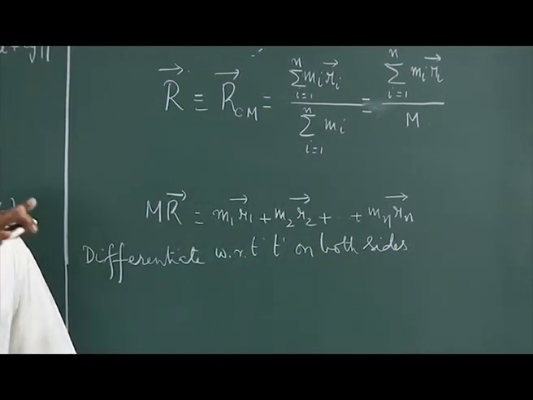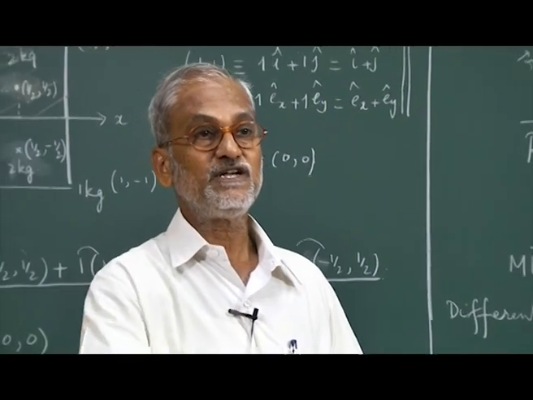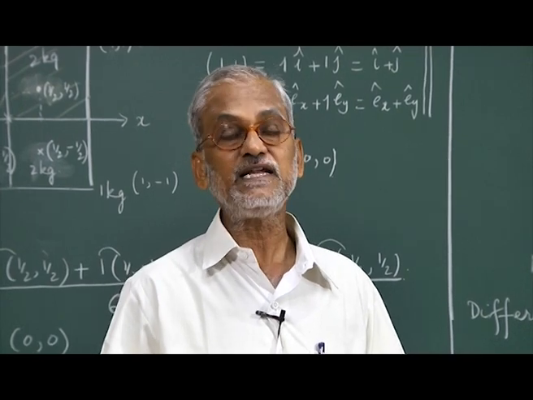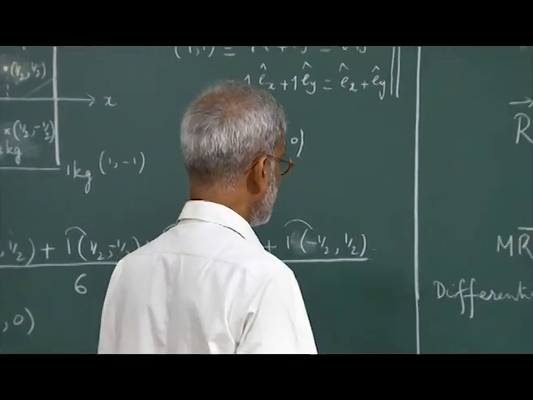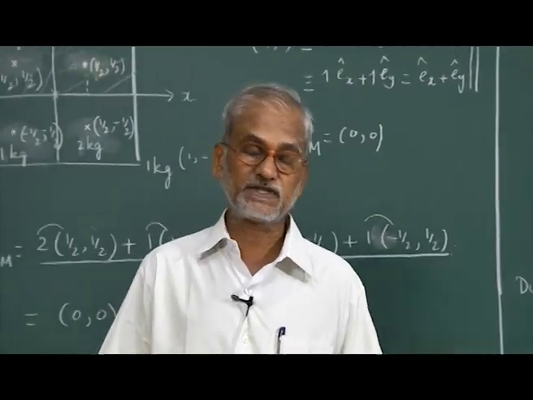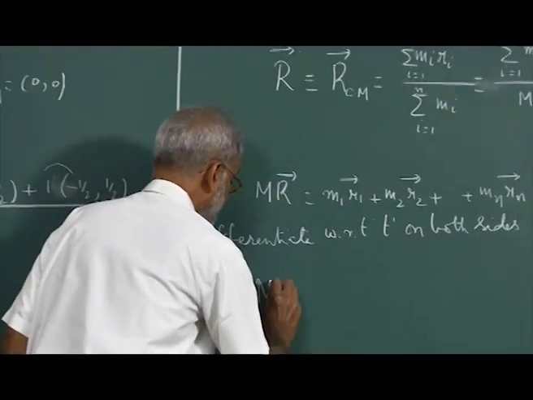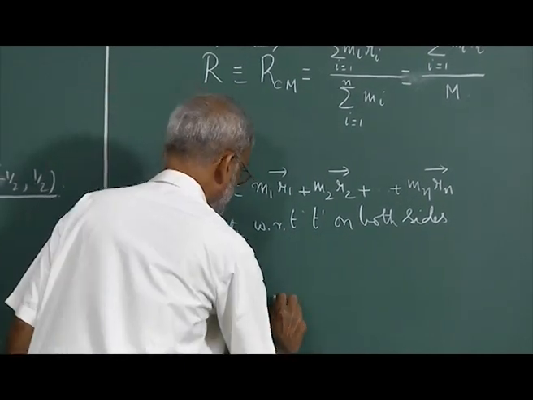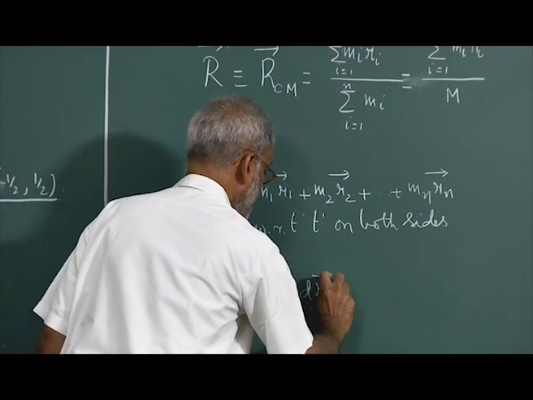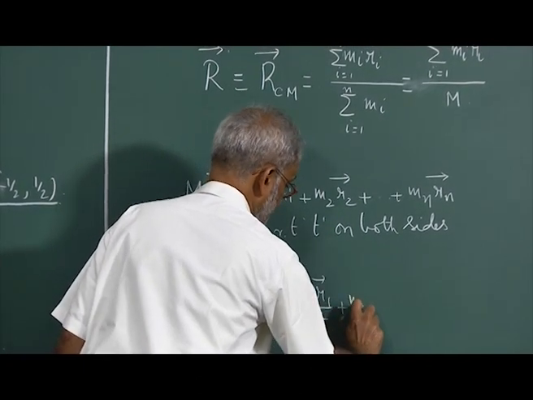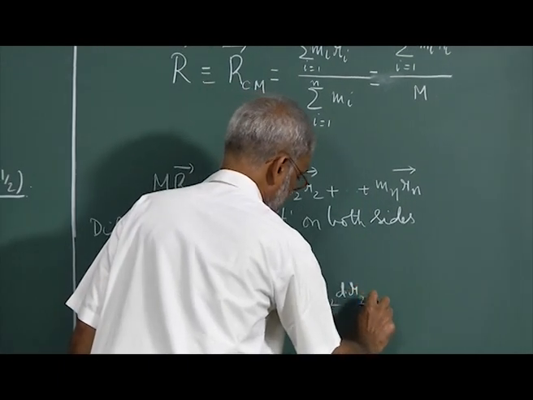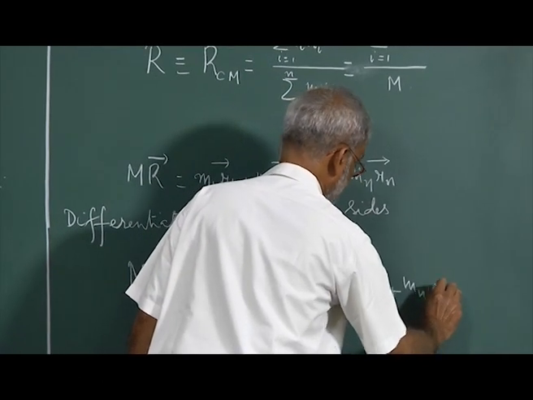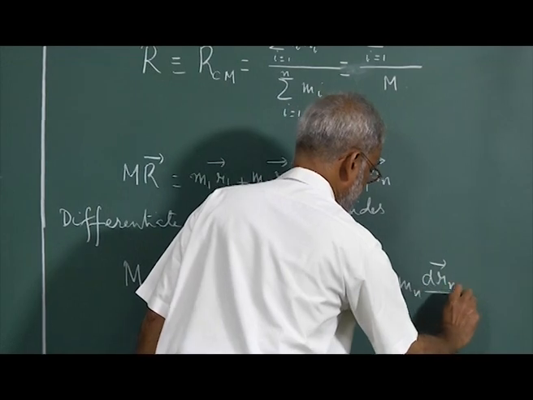Remember, the particles are going to move, masses are not going to change, therefore the position vectors of these particles are all functions of time. Therefore, there is meaning in talking about differentiating the position vectors with respect to time. So, what do we get? M into dR by dt is equal to m1 dr1 vector by dt plus m2 times dr2 vector by dt, etc., all the way up to mn drn vector by dt.